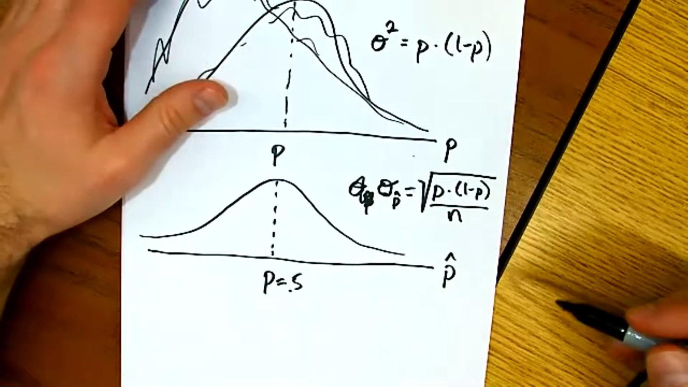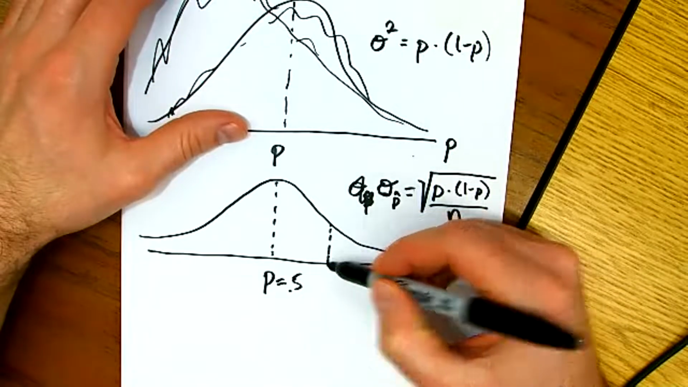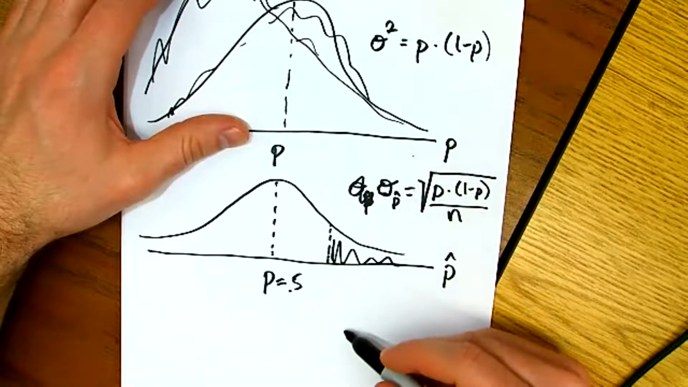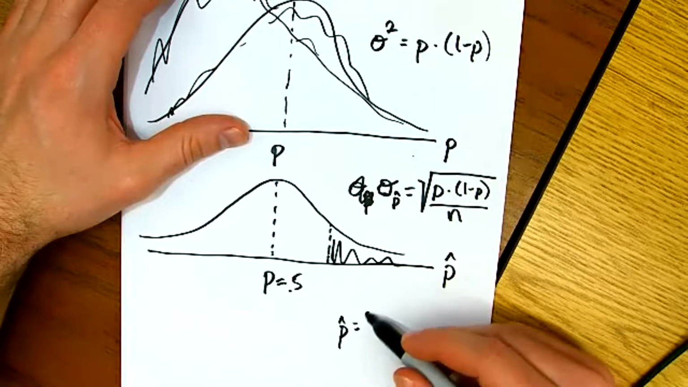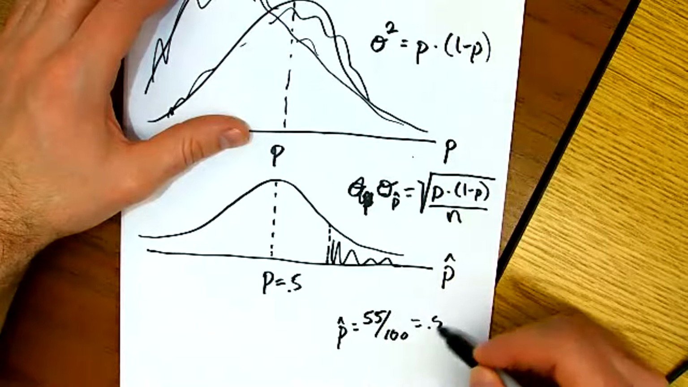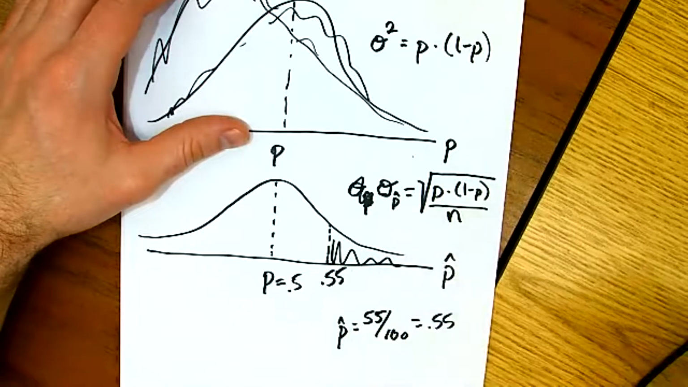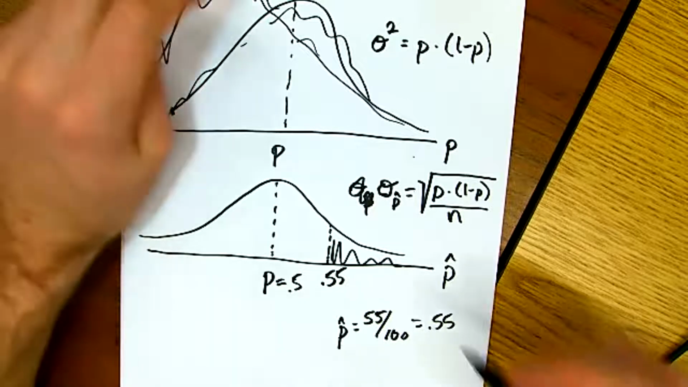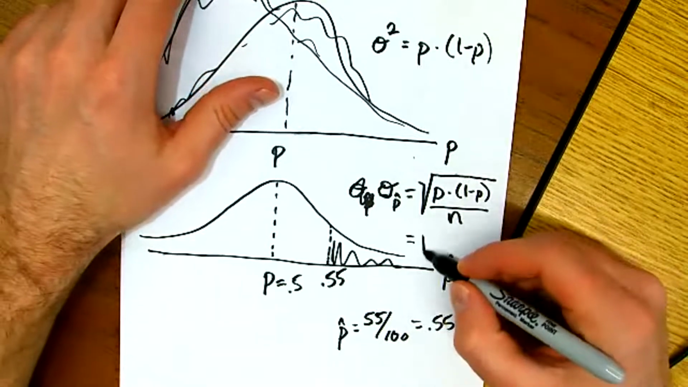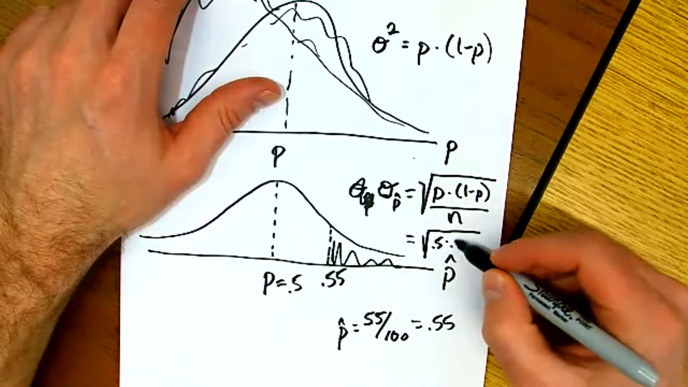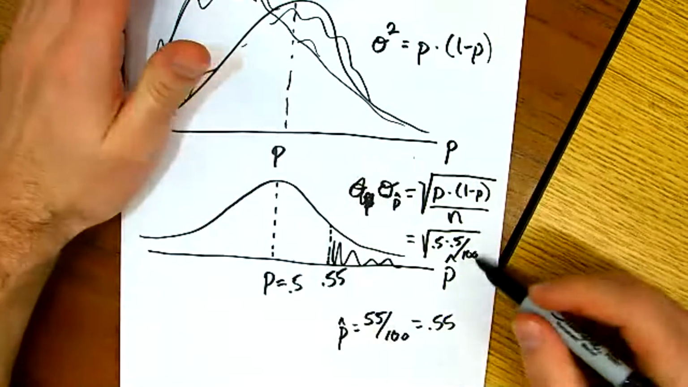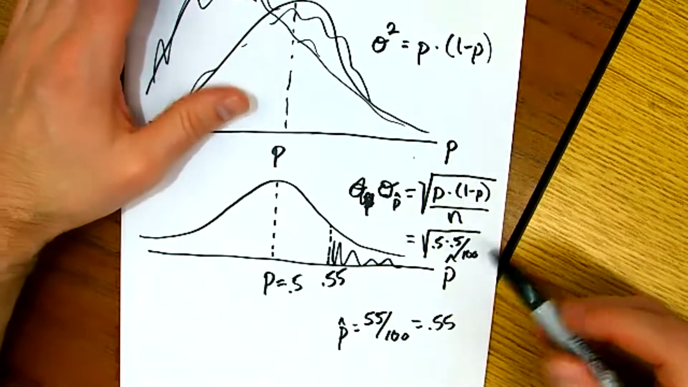So at this point, the question asks, what's the probability I get 55 out of 100 heads or more? So why did I know to draw this out here? Well, the sample proportion value I'm interested in would be 55 out of 100, or 0.55. Now, I don't know how many standard deviations away that is yet. I could figure it out: the square root of 0.5 times 0.5 divided by 100. So 0.25, it's going to be pretty small. We'll see what this works out to be in just a second.